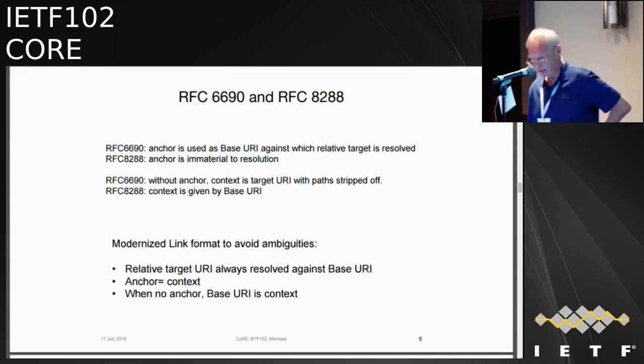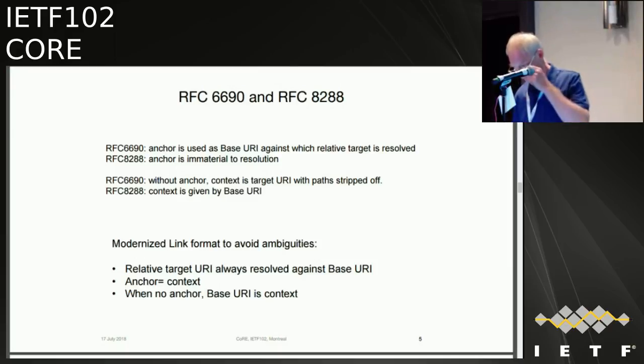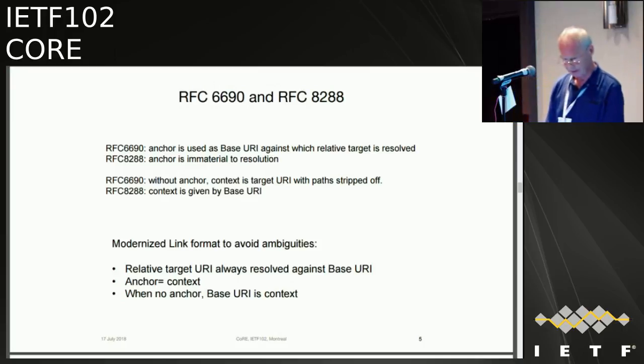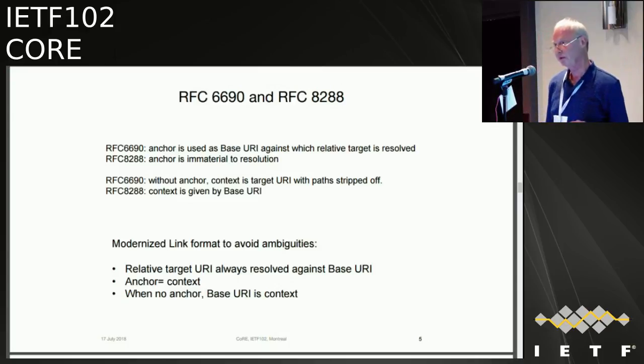Also, the RFC 6690 and RFC 8288 I mentioned. In 6690, the anchor is used as a base URI against which the relative target is resolved, but in 8288 the anchor is not actually used for the resolution. So that's a difference. And also in 6690 without an anchor, the context is the target URI with the path stripped off. Otherwise, the context is given by the base URI. So what we have been trying to do is to make sure that those conflicts do not appear in the resource directory, and that we have some rules to make sure that you do not run into problems here.